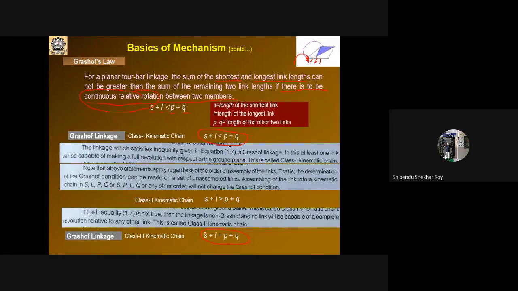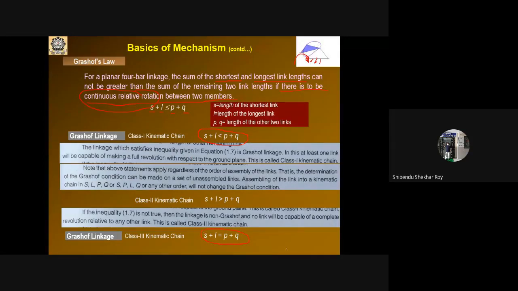Now, according to this law, at least one link will be capable of making a full rotation with respect to another link. It may be the ground link or it may not be. If the full rotation of a particular link takes place with respect to the ground link, that is, the fixed link, then that mechanism is categorized as a class 1 kinematic chain.